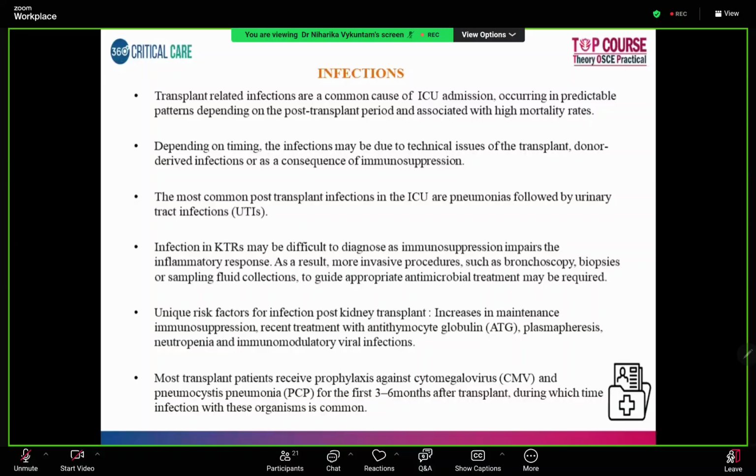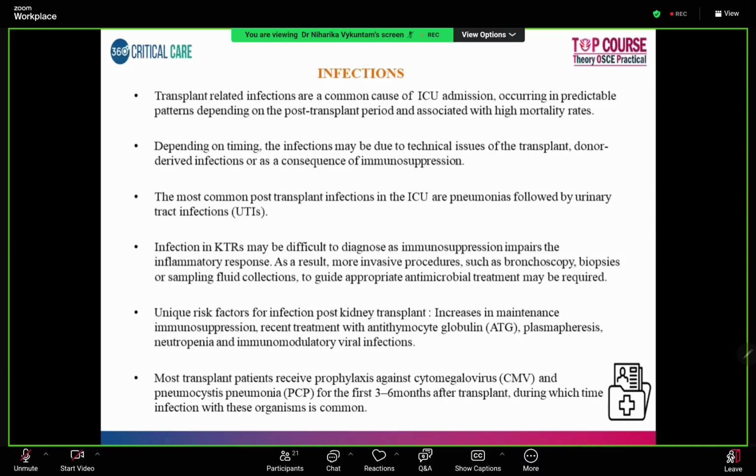Okay, now coming to the unique risk factors for those patients who have undergone a kidney transplant. Okay, one is these patients require a high dose of maintenance immunosuppression compared to other transplants. Second, because of the use of ATG, that is anti-thymocyte globulin, which is used in the induction period of immunosuppression. I'm going to deal with it later. So this is one of the things. Third, plasmapheresis. If the patient undergoes plasmapheresis, why, I will tell you later. Or if the patient has neutropenia, or if the patient has immunomodulatory viral infections. So these are the unique risk factors for infection in post-kidney transplant patients.